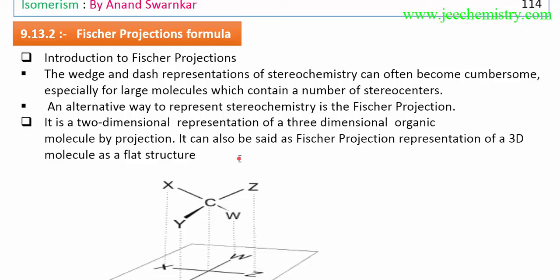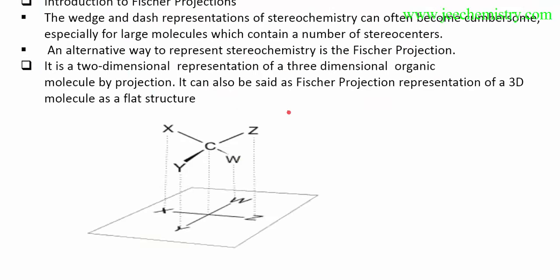We will now learn how to represent the three-dimensional structures of more than one stereocenter. In Fisher projection formula, we can also represent one stereocenter. If any compound has more than one stereocenter, that can also be represented in Fisher projection formula. Fisher projection formula is also used to represent a three-dimensional molecule as a flat structure, meaning three-dimensional structures can be represented in a two-dimensional plane.